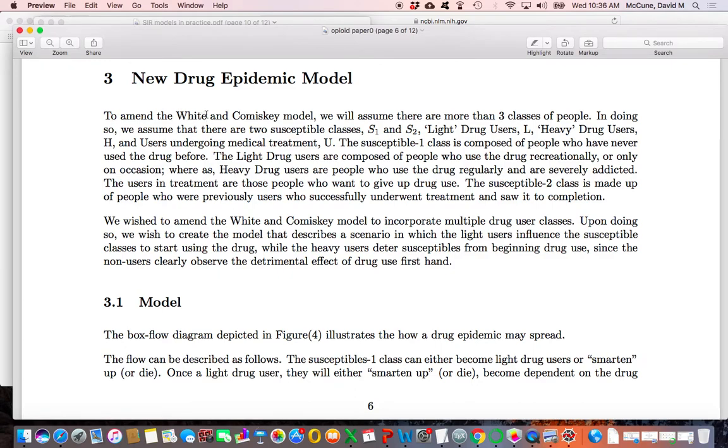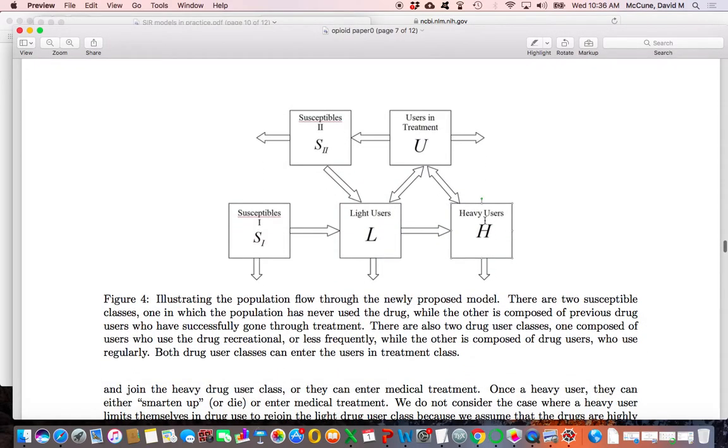This guy says, to amend the White Comiskey model, so we assume blah, blah, blah, right? We wish to amend their model to incorporate multiple drug user classes. So this guy is just saying, look, all those criticisms, I'm going to build a model that takes all of them into account. And here is his flow diagram.